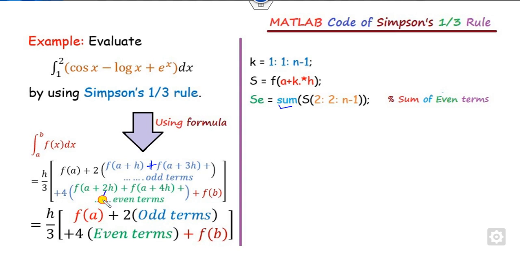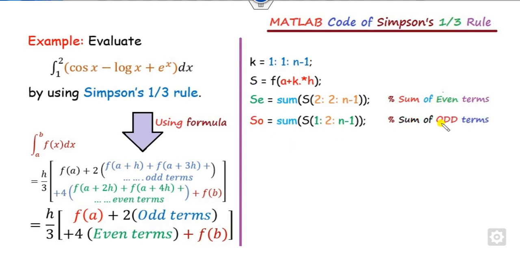The even numbers start from 2. So we can start the first number as 2, and the next number is 4. The difference between them is 2, so this is the increment, and the last value is n minus 1. This is the sum of the even numbers, so I call it SE. Similarly, we define SO, the sum of the odd numbers. They start from 1 and then 3, so the starting number is 1, the next number is 3, and the increment is 2. That is 1, then 3, then 5, up to n minus 1.